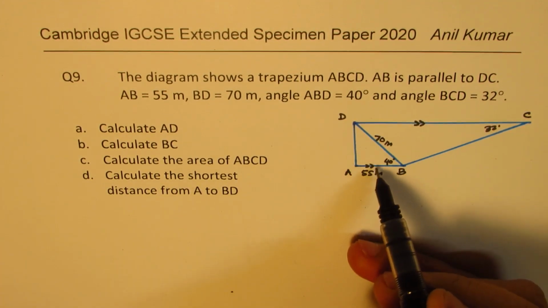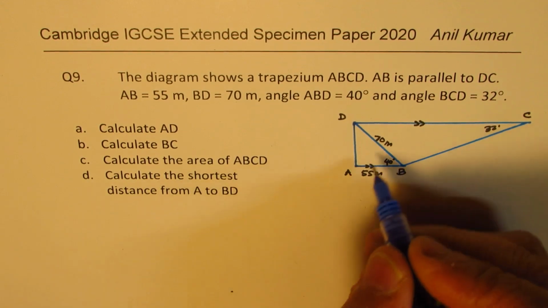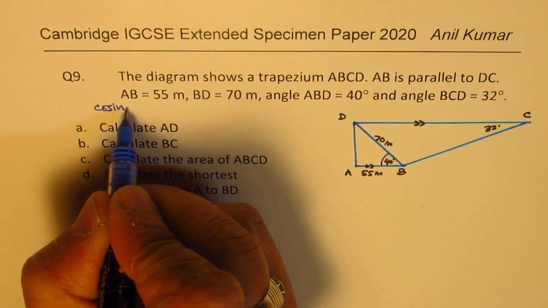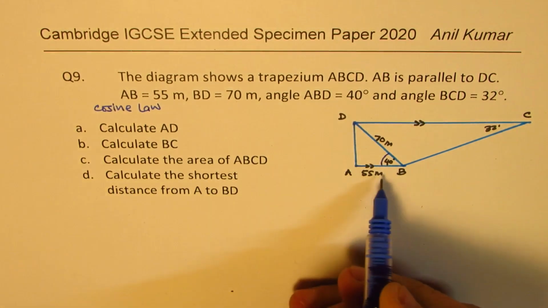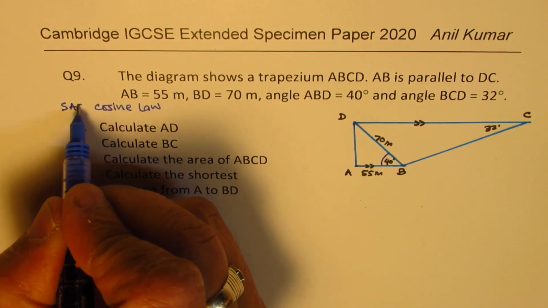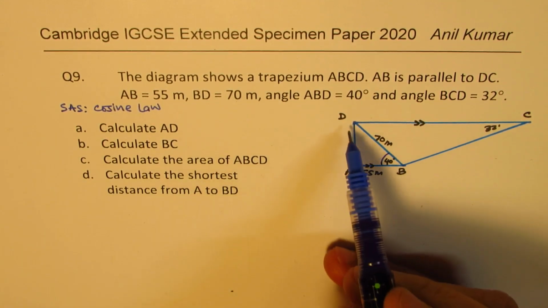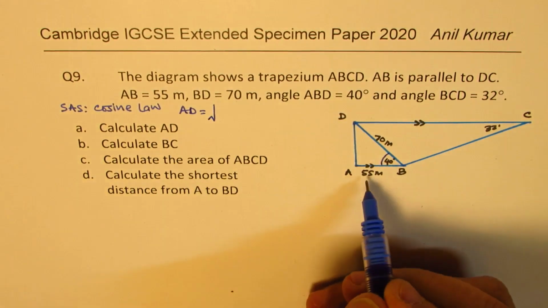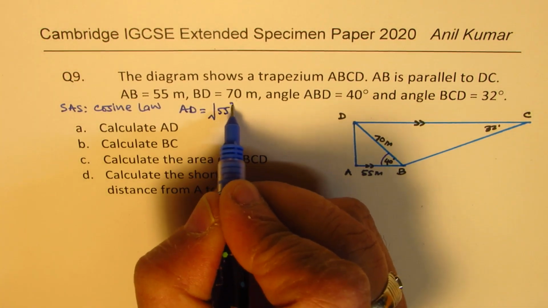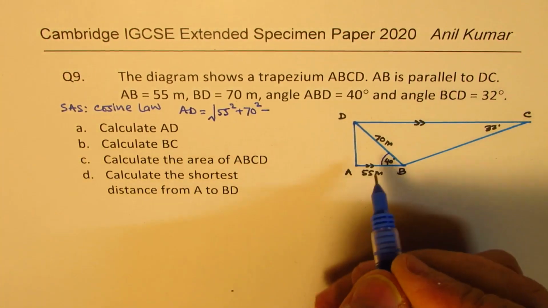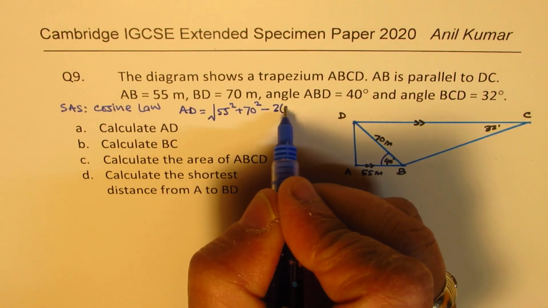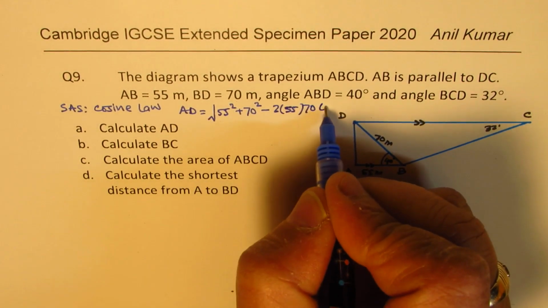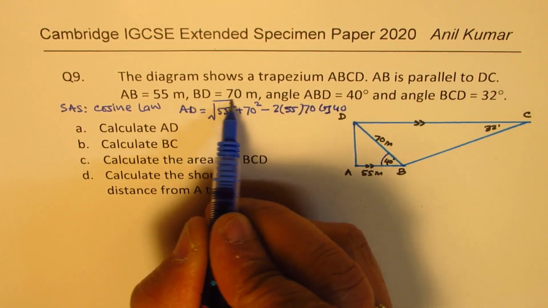Now to find AD, we know in this triangle, two sides and an angle, right? So we know two sides and an angle. We can use cosine law, right? Since we know side, angle, side. Perfect. To find what AD is. So AD is basically equal to square root of 55 squared plus 70 squared minus 2 times 55 times 70 times cos of 40. Correct? Square root all this.